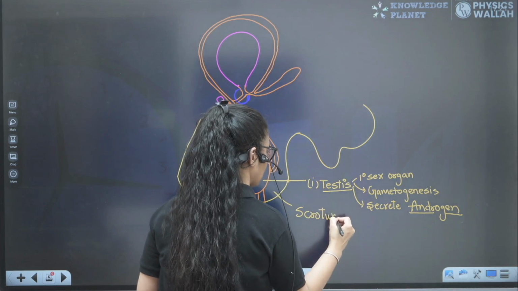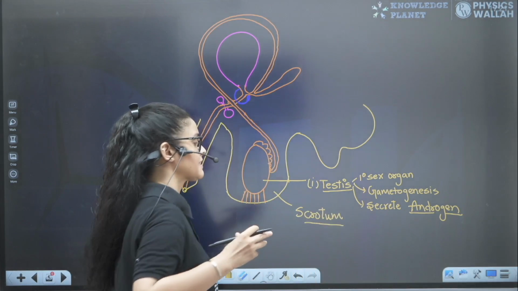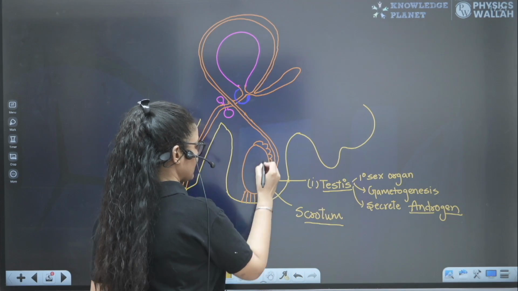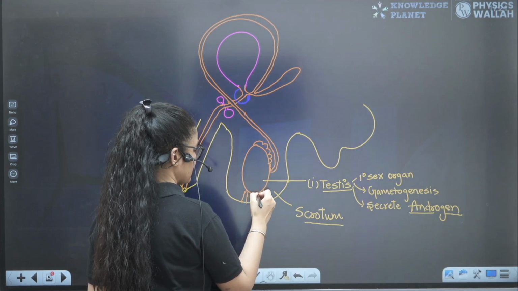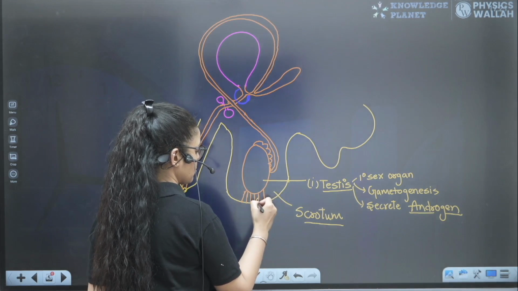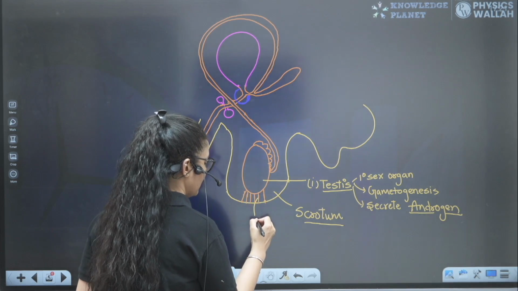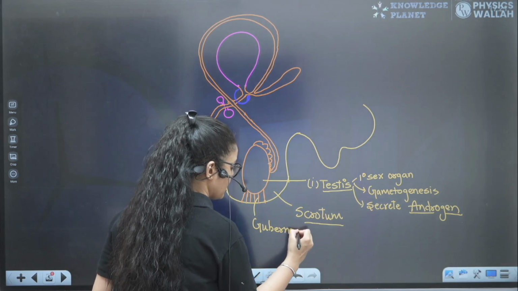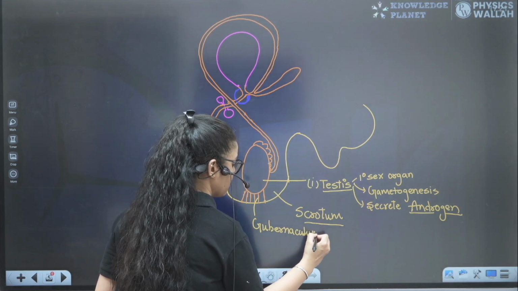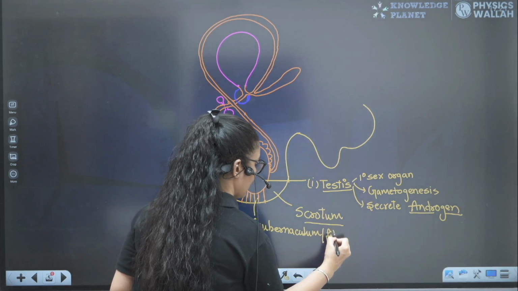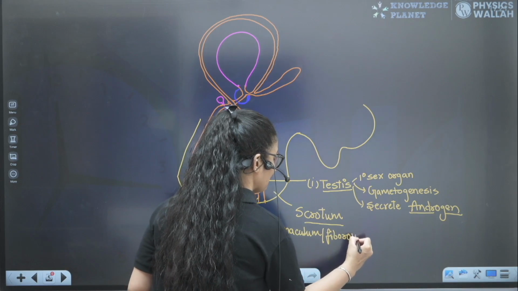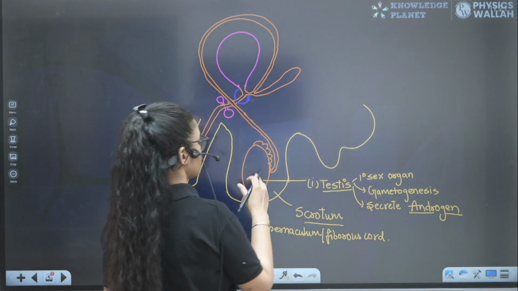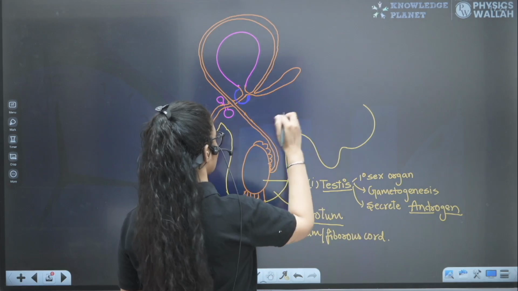Scrotum is a highly pigmented skin pouch where exactly the testes are present, right? And the lower part of the testes, the caudal part, is attached to the scrotum via gubernaculum. Gubernaculum is nothing but a fibrous cord, and this fibrous cord attaches the testes to the scrotum, right? So this is the testes, the primary sex organ.